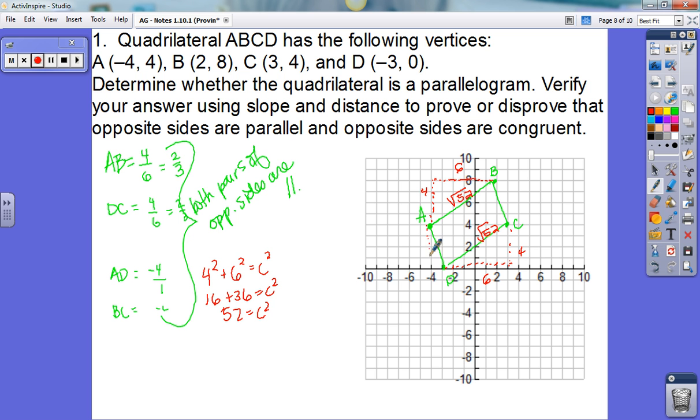Opposite side, I've got 4 and 1. So I've got 17. So the square root of 17 for both of these. So again, I've shown that opposite sides are parallel as well as congruent. So this would be a parallelogram.